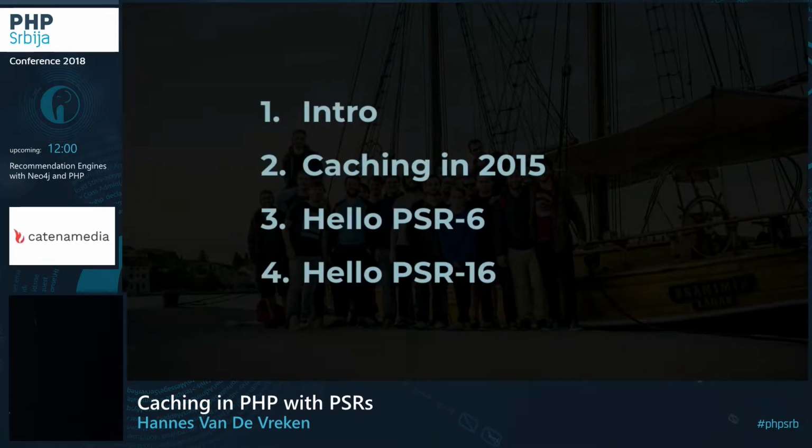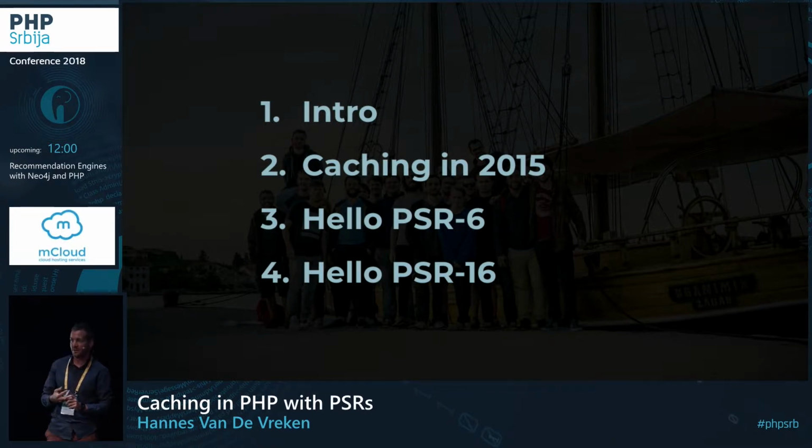So first introduction, what is caching? How do we do caching? Why do we do caching? And then I'm going to talk about caching before PSRs came along, before the PHP FIG started to get involved in caching. And then I'm going to talk about PSR-6, which is the sixth standard recommendation of the PHP FIG. And that is also called the caching PSR.